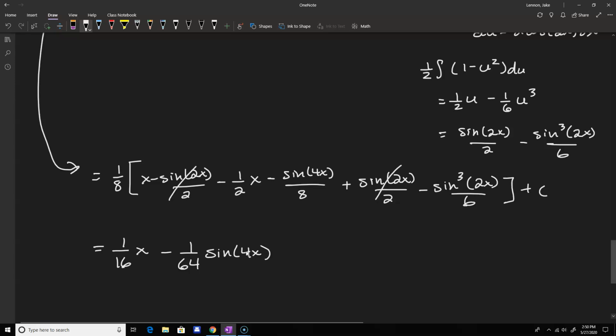And then we have, at the very end there, 1 over 6 times 1 over 8. So we've got minus 1 over 48 times sine cubed of 2x plus our constant of integration. And that was quite an example. A lot of stuff going on there, but it's just revisiting all the techniques that we've done so far today.